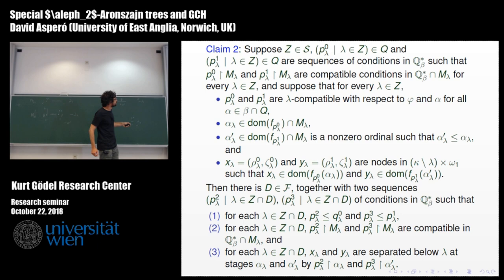They look nice, and for each lambda here, X lambda and Y lambda are separated below lambda at the corresponding stages by the P2 lambda. So I can do the separation in one step, in a sense. Now for this, you use the weak compactness in a crucial way.